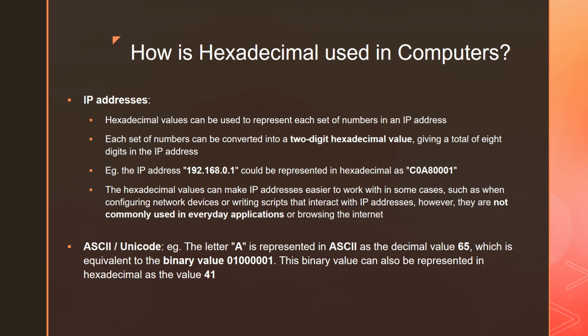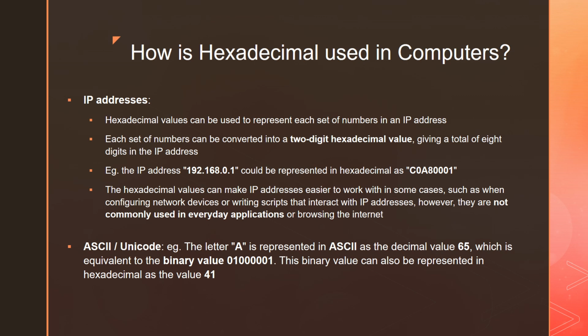For IP addresses, we have already talked about IP addresses and MAC addresses, and here I'm giving you a quick recap. If you want to know more in detail, you can go and watch my video. Hexadecimal values can be used to represent each set of numbers in an IP address. Each set of numbers can be converted into a 2-digit hexadecimal value, giving a total of 8 digits in the IP address. The IP address can be represented in hexadecimal like this: C0A8 8001. Hexadecimal values can make IP addresses easier to work with in some cases, such as when configuring network devices or writing scripts that interact with IP addresses. However, they are not commonly used in everyday applications like browsing the internet.